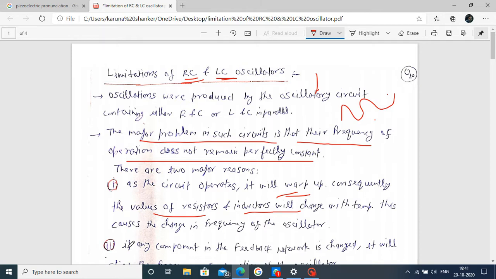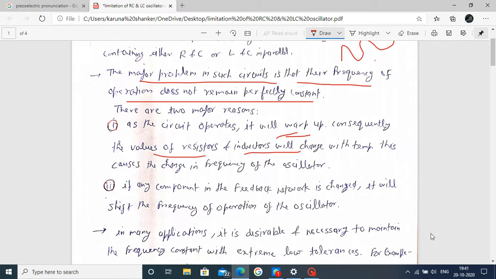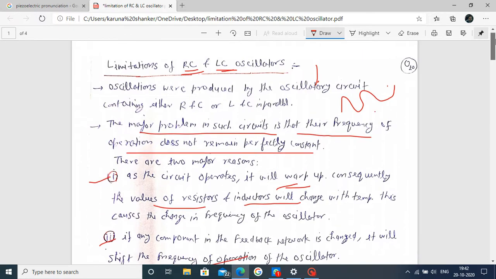The next point is written here. The second point is that there is use of a feedback network in the oscillatory circuit. In this feedback network, if any component changes, the frequency of operation, meaning the frequency of oscillation, also changes. So two points: when the temperature increases, the value of RC and LC changes, and second, when feedback components change, the oscillation frequency also changes. These are the drawbacks when we use RC and LC oscillators.